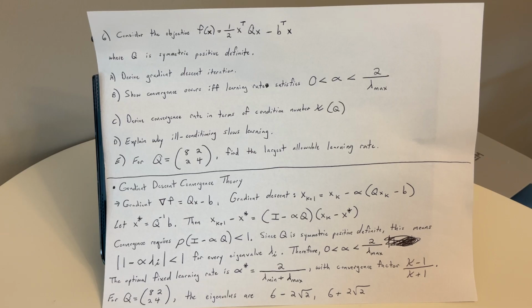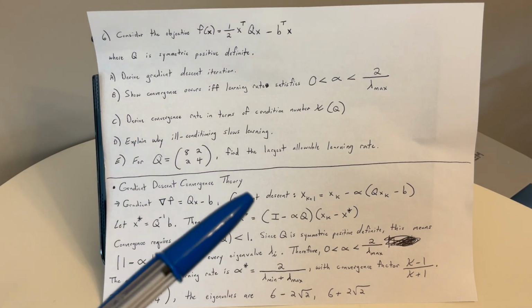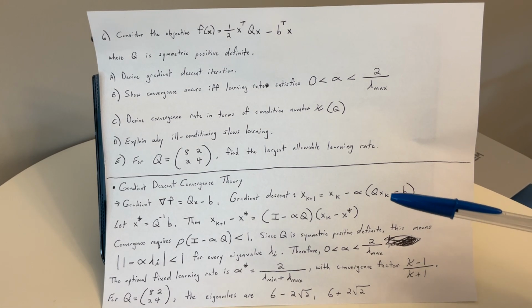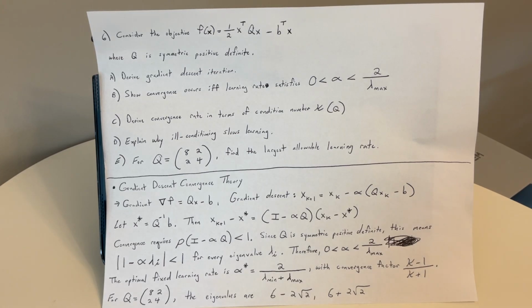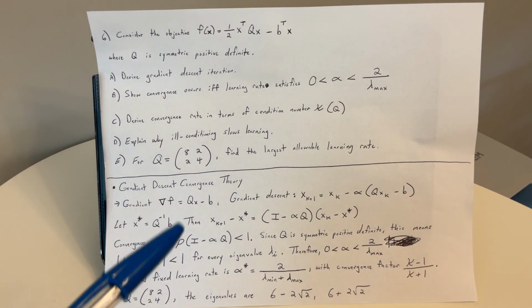Okay, so this is a gradient descent convergence theory problem. We'll go over this quick overview. So the gradient del f, that's Qx minus b. So gradient descent is going to be x sub k plus 1 equals x sub k minus alpha times the quantity Qx sub k minus b. We're going to let x star equal Q inverse b.